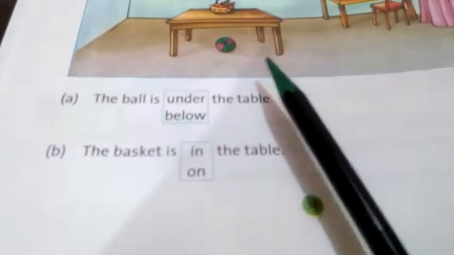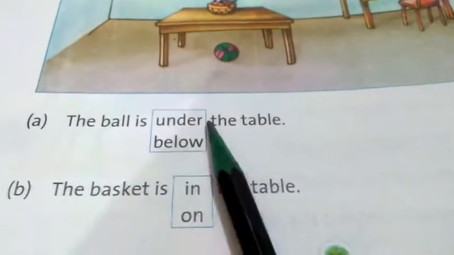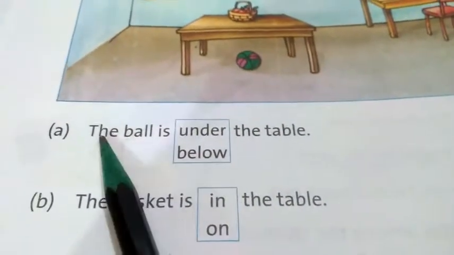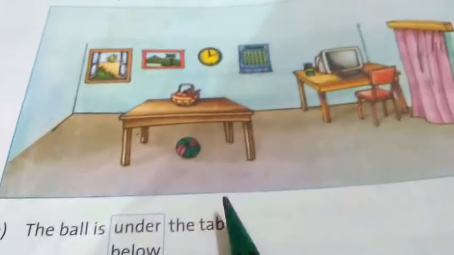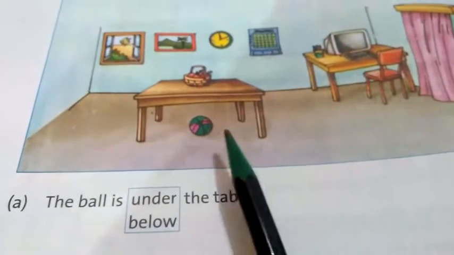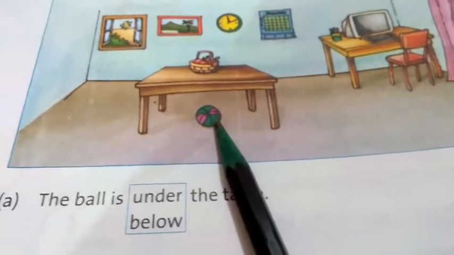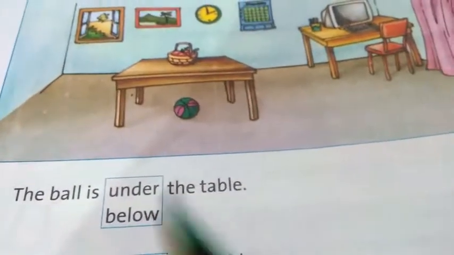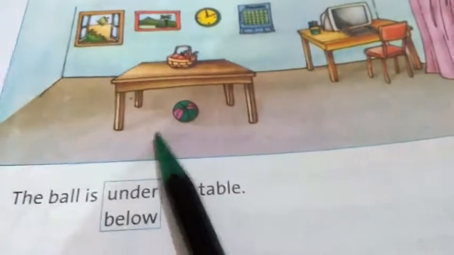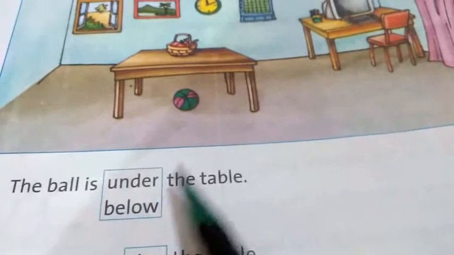Now let's see the exercise. What you have to do, you have to choose the correct preposition. First one is, the ball is... See the picture. Where is the ball? Below or under? Under the table. Under means just below the table, and below means anywhere down it can be kept. So the ball is under the table.